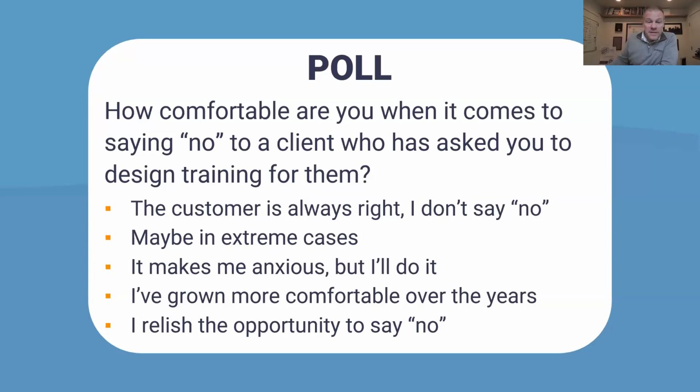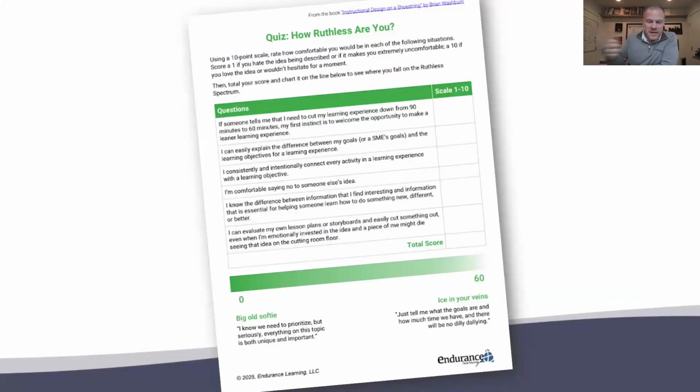Now, in the chat, my colleague Rachel is going to drop a resource. This comes from the Instructional Design on a Shoestring book, a questionnaire about how ruthless you can be. Because if we're talking about being more efficient, more economical with some of the stuff that we are creating, then we do need to be ruthless.